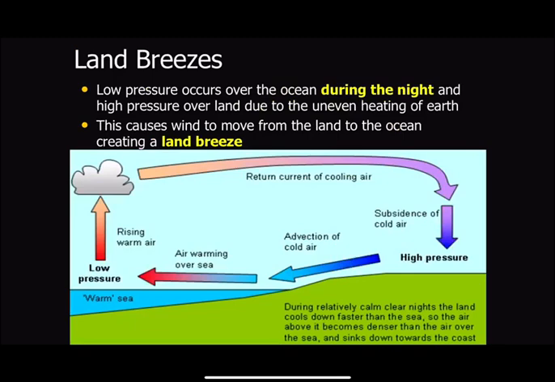Because the sea is now warmer than the land, the air above the sea rises. And because the air above the sea is rising, the cold air from the land must replace it. This is what we call a land breeze. If you were on a boat in the middle of the night, you might experience a breeze coming from the land.